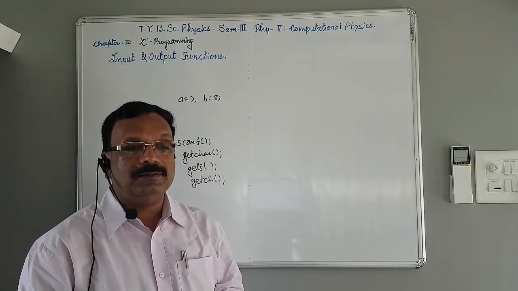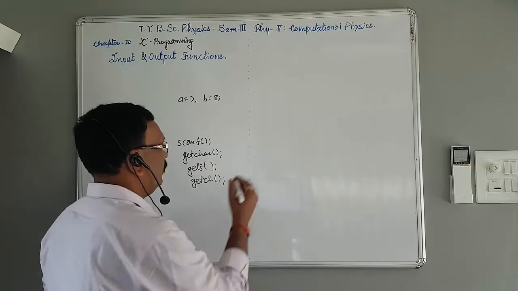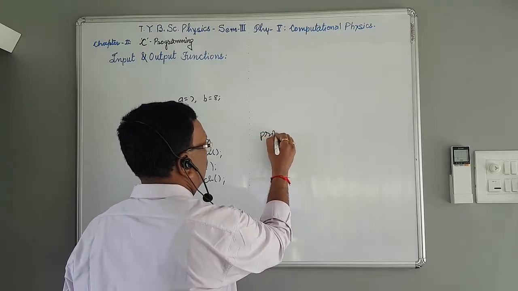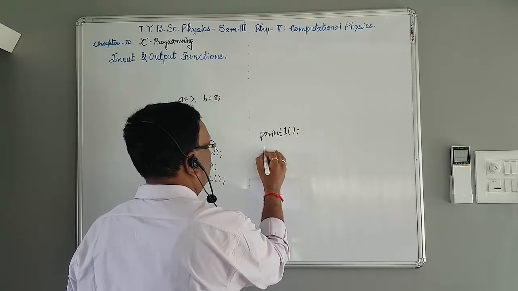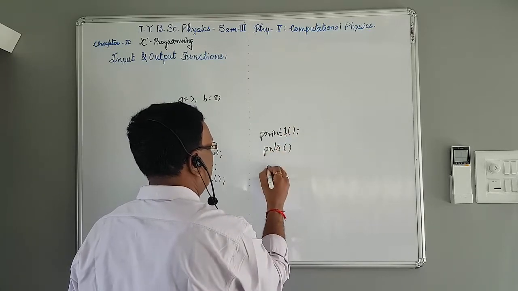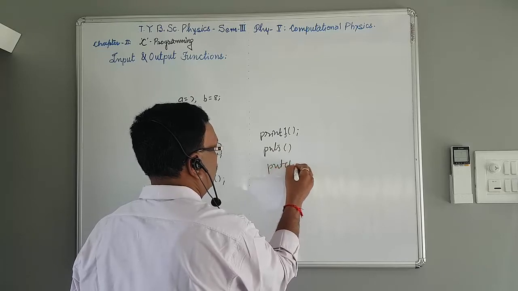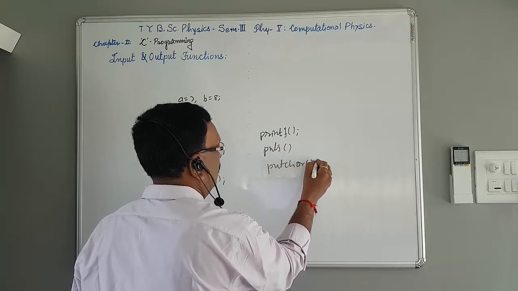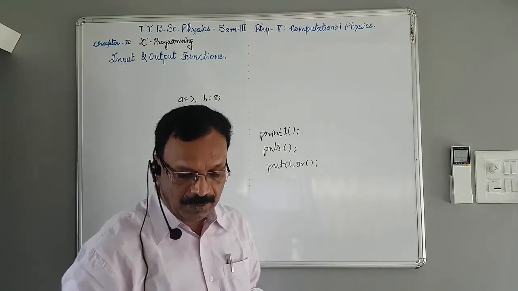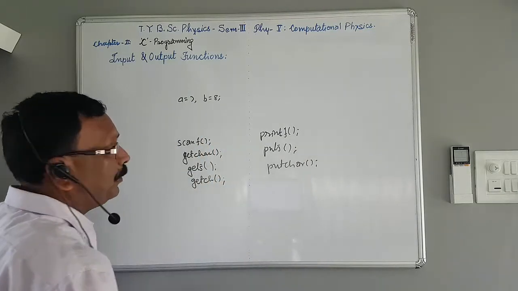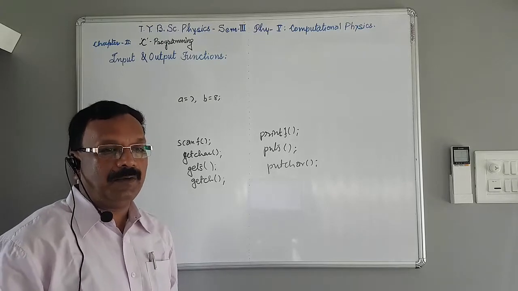Also, there are some output functions. For example, printf, puts, putchar. All these functions are output functions. Now, we are going to see the input functions in detail one by one.